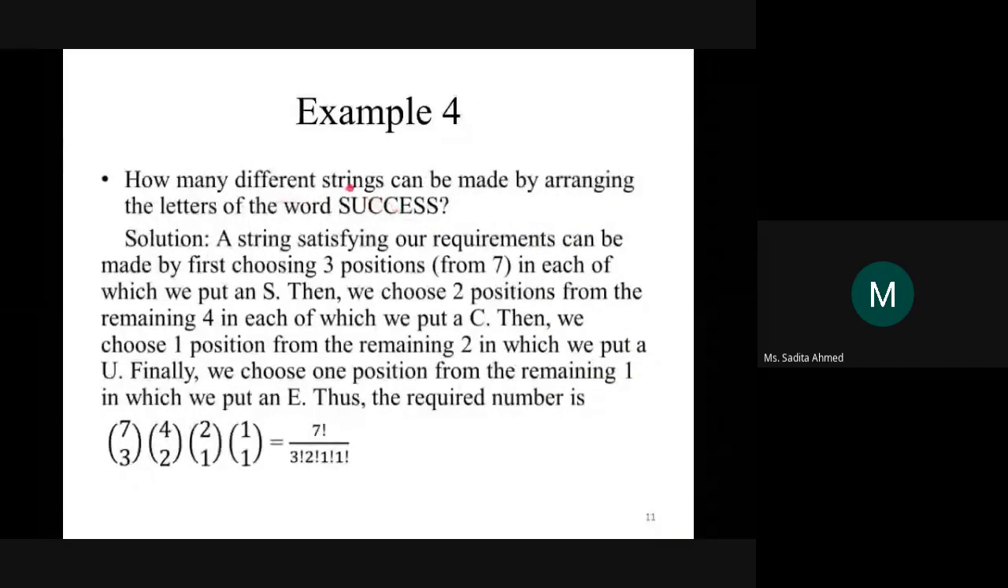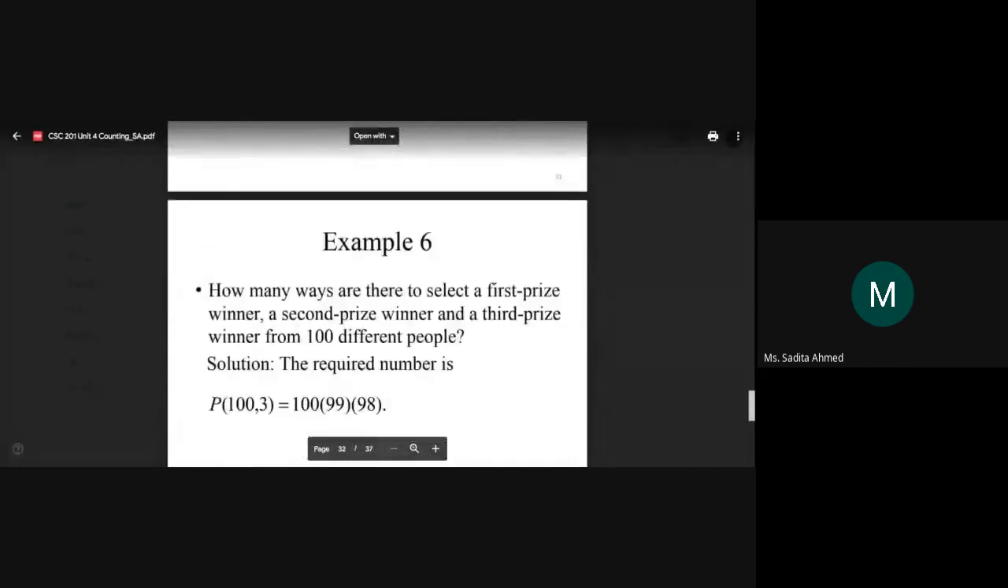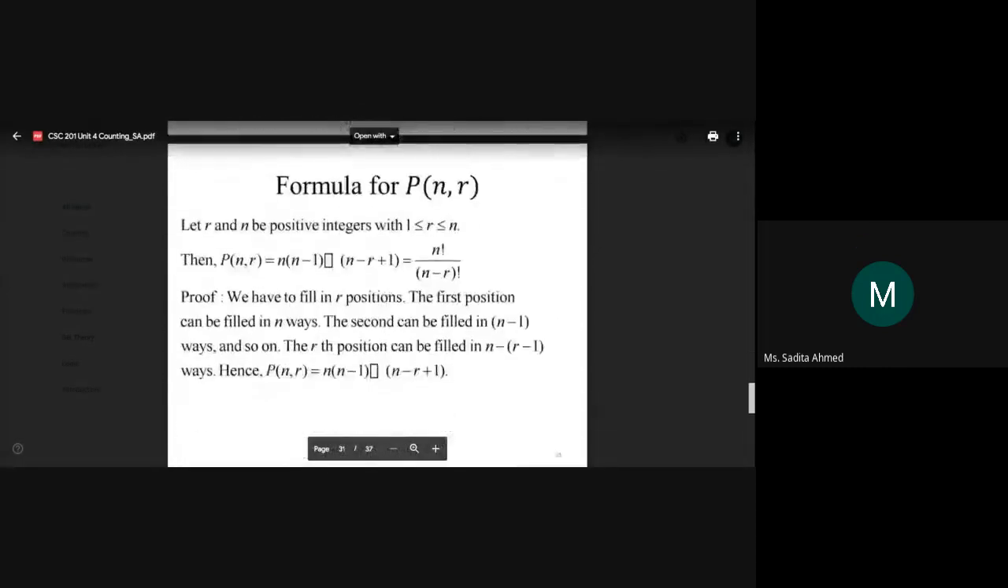So look at this problem now. How many different strings can be made by arranging the letters of the word success? Remember, we had a similar problem previously in basics of counting.